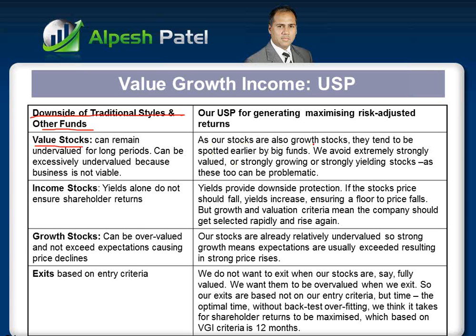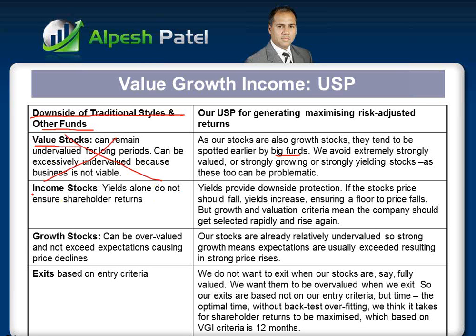As our stocks are also growth stocks, they tend to be spotted earlier by big funds, because ours aren't going to be undervalued because they're rubbish, because they're growth stocks by definition. We avoid extremely strong value stocks or strongly growing or strongly yielding stocks, as these too can be problematic. See, something which is extremely well valued is problematic because it might not be strongly growing. So we make sure it's also strongly growing. That's how we avoid the traditional problem that value stocks have.